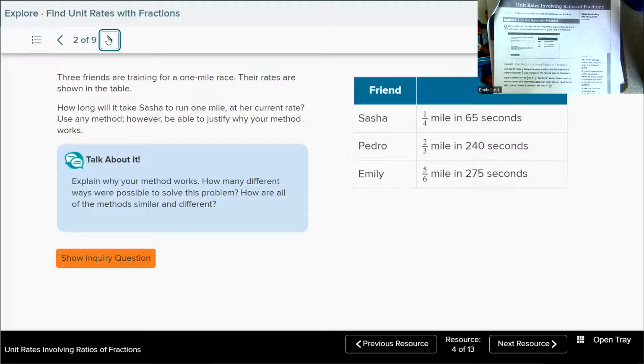So 3 friends are training for a 1-mile race. Their rates are shown in the table. How long will it take Sasha to run 1 mile at her current rate? Use any method, however, be able to justify why your method works. So I want you to talk about it at your tables, explain why your method works, how many different ways were possible to solve this problem, how all of the methods are similar and different. So try and solve this problem and talk about it for just a second. Go.